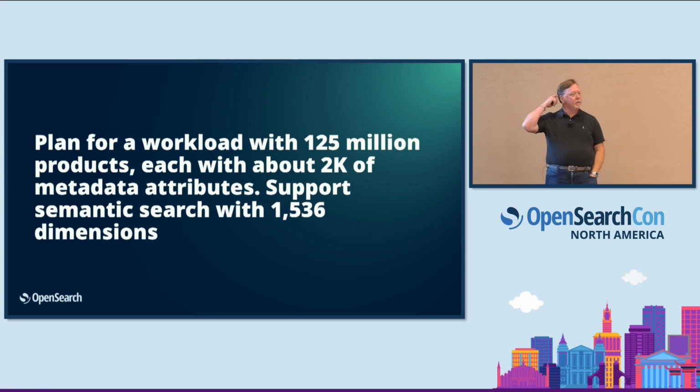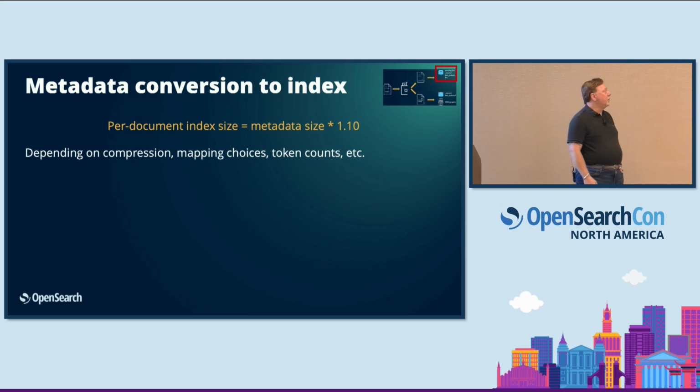All right, so that was more by way of background, just to understand the structures and what's there. The core thing we'll talk about is planning for a workload with 125 million products. Each of them has about 2K of metadata, and we want to support semantic search with vectors with 1,536 dimensions. So let's talk about the different paths of the vector indexing.